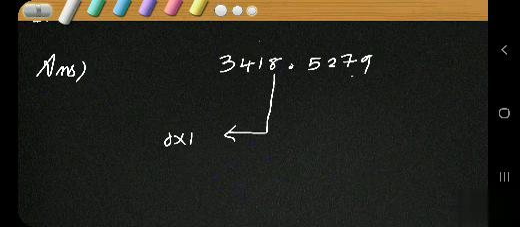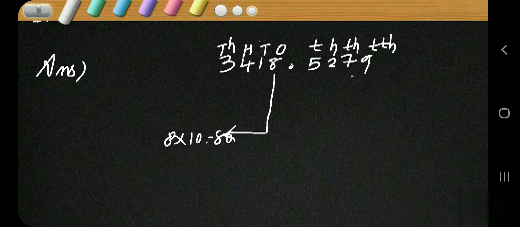8 into 10 is equal to 80. Okay. Before this, mark the places: ones, tens, hundreds, thousands, ten thousands. Yes, place value of 1 is what?